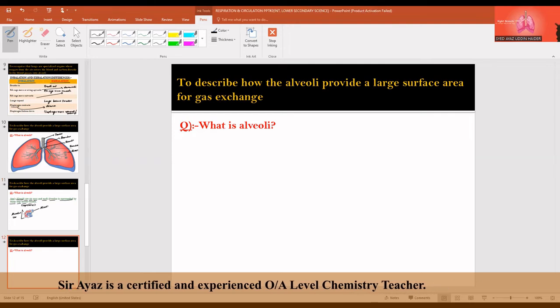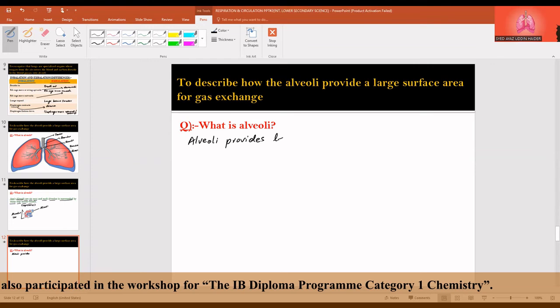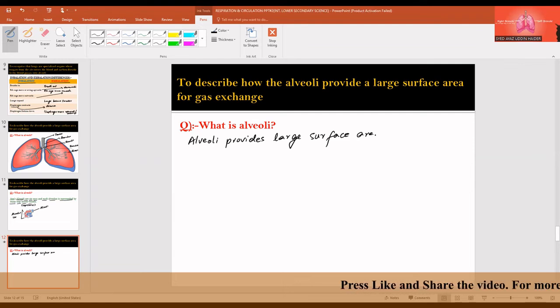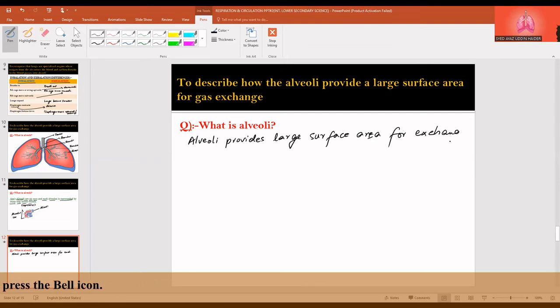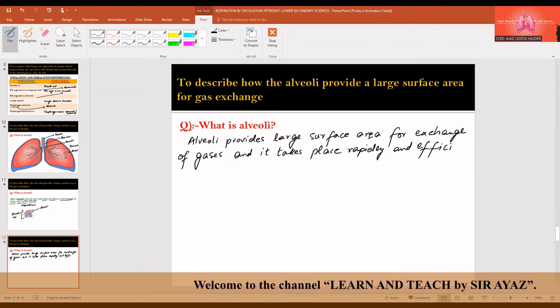Now, the air sacs of alveoli provide a large surface area for exchange of gases, and it takes place rapidly and efficiently.